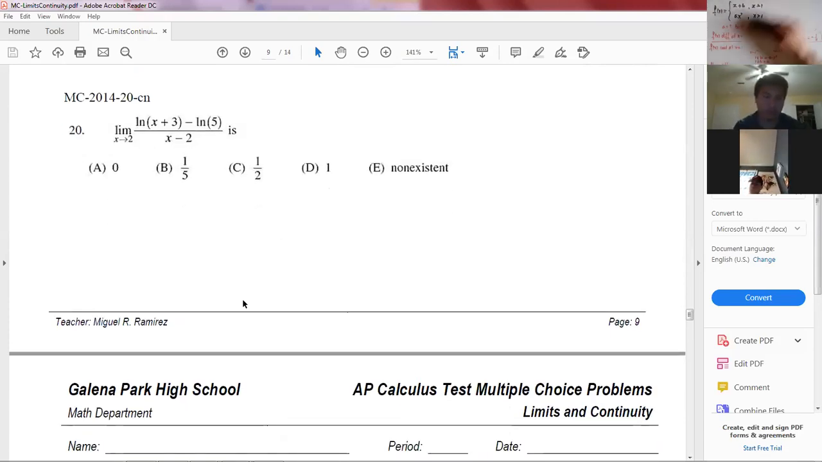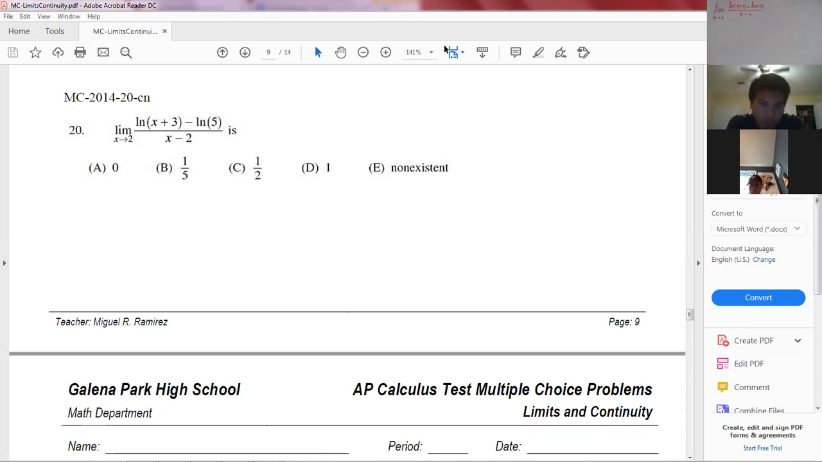This limit without the trig is going to be very difficult. But let me just try this one. It is the limit when x approaches 2 of ln of x plus 3 minus ln of 5 over x minus 2. Okay.